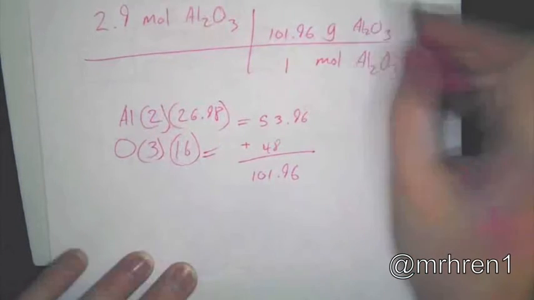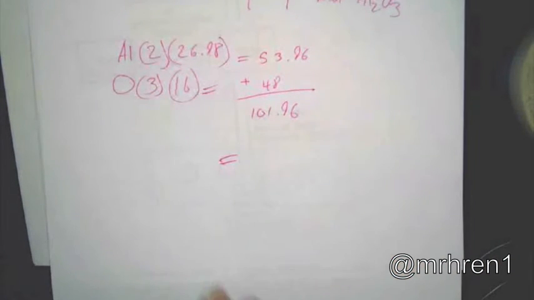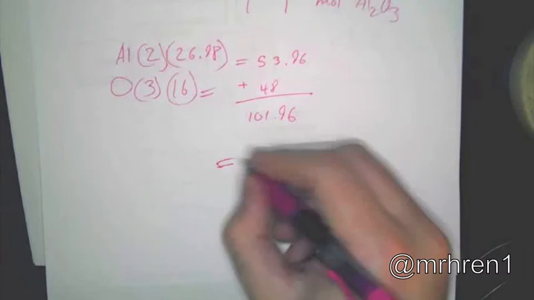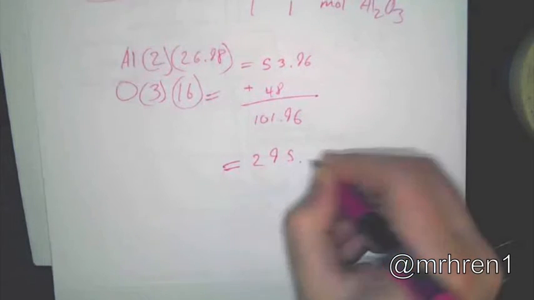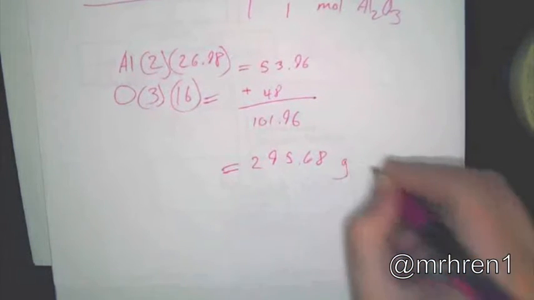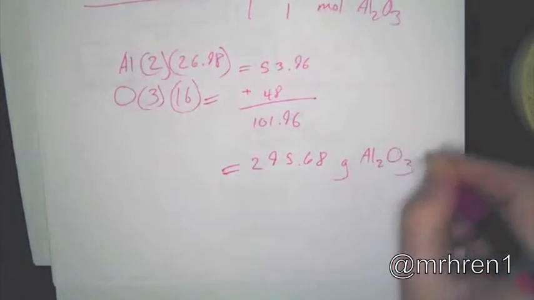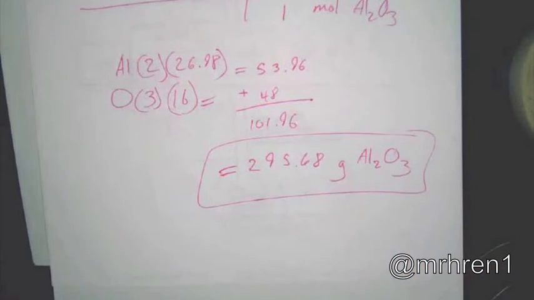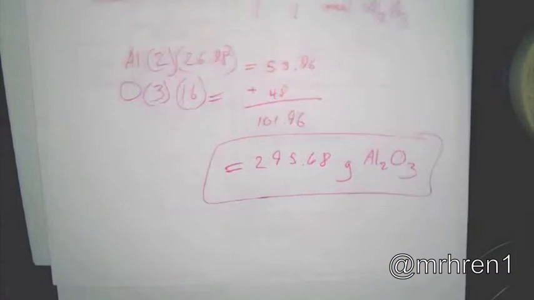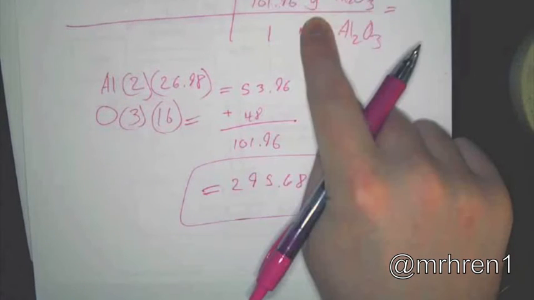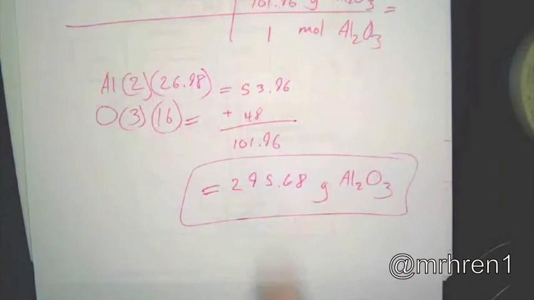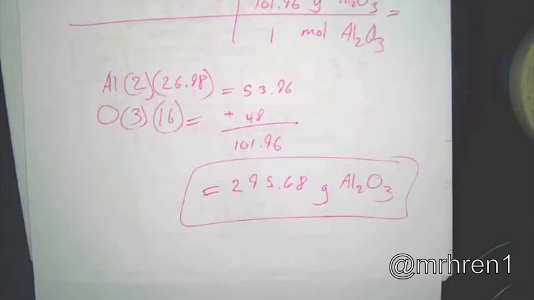So anyway, you do the math here again. You get an answer. What do you get? 295.68 grams. So the way you do this, you multiply 2.9 times 101.96. That's what I got. Questions?